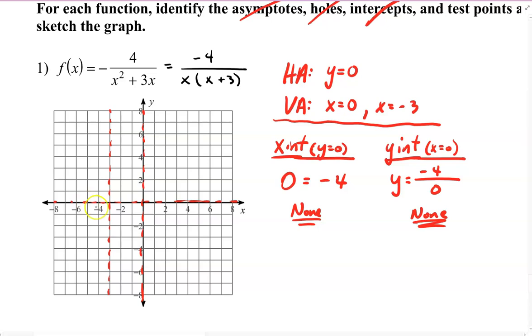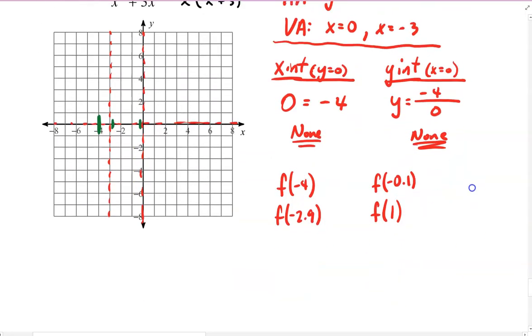I think a good test point to check would be some number to the left of this asymptote. So I might choose a test point of negative 4. I think a test point really close to this asymptote and close to this one might be good. So I might test f evaluated at negative 2.9. And then I might test at negative 0.1. That's really close to 0. And then we'll go ahead and pick another test point. A little bit further to the right is okay. We'll choose a test point of 1.